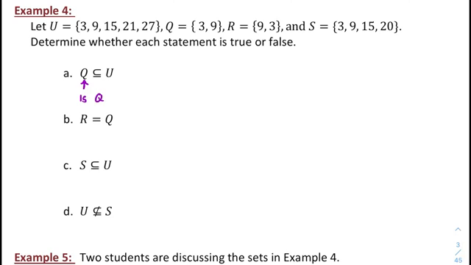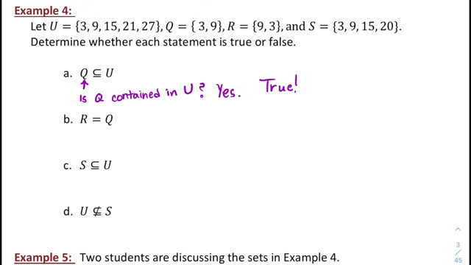If we're looking at A, we're basically asking, is Q a subset of U? So is every element within Q contained within set U? Well, if we go up and find set Q, we've got 3 and 9. We want to see if those elements are inside U. They are. Therefore, Q is a subset of set U.